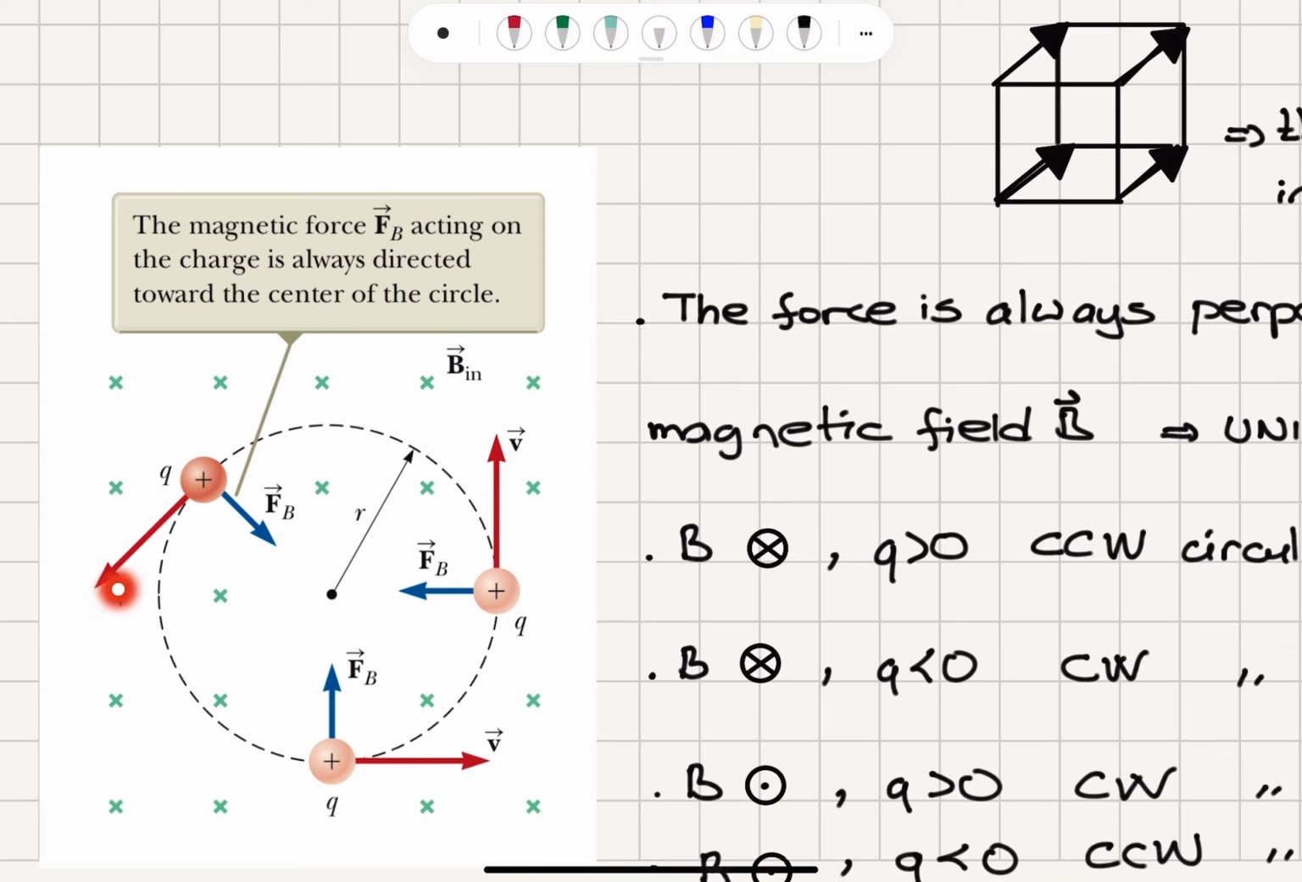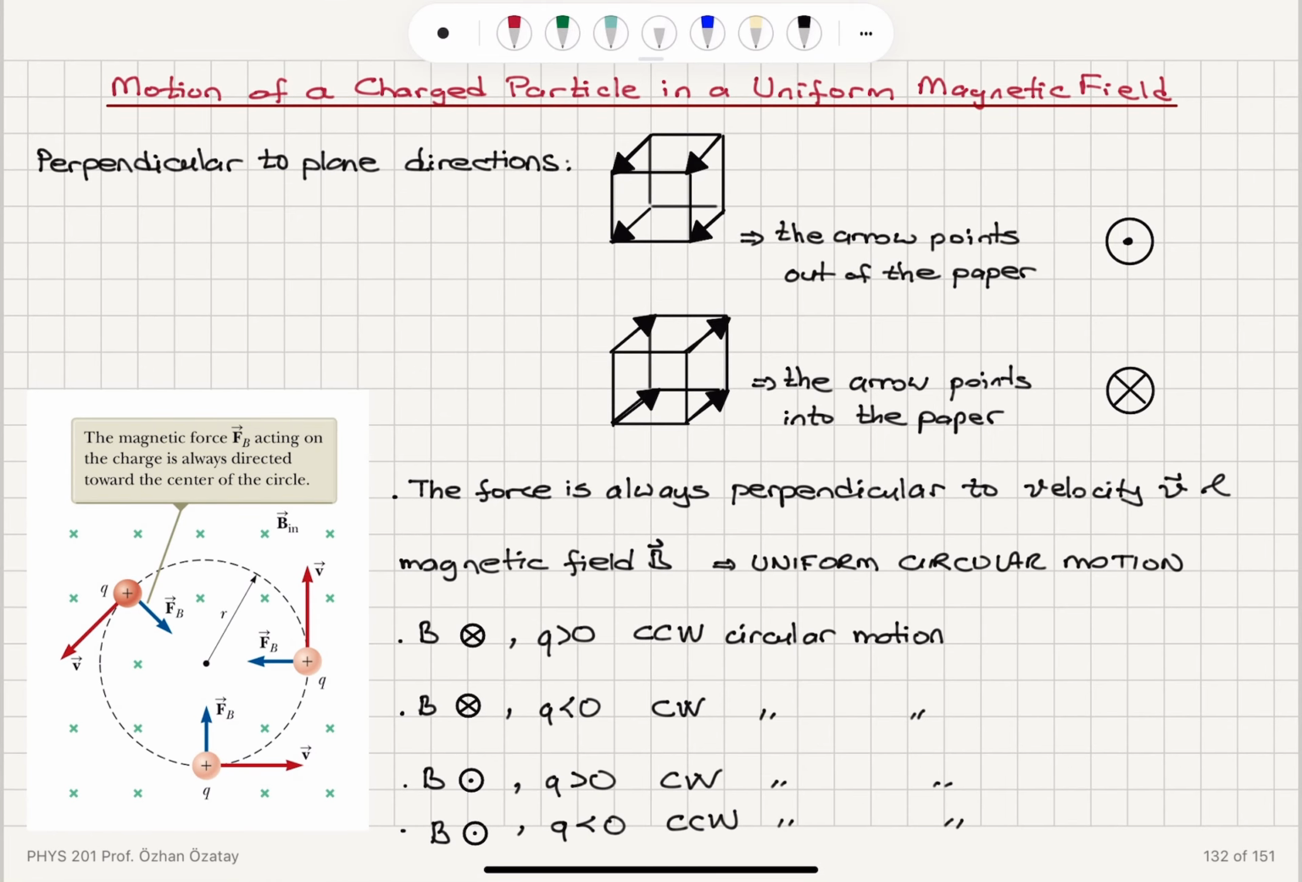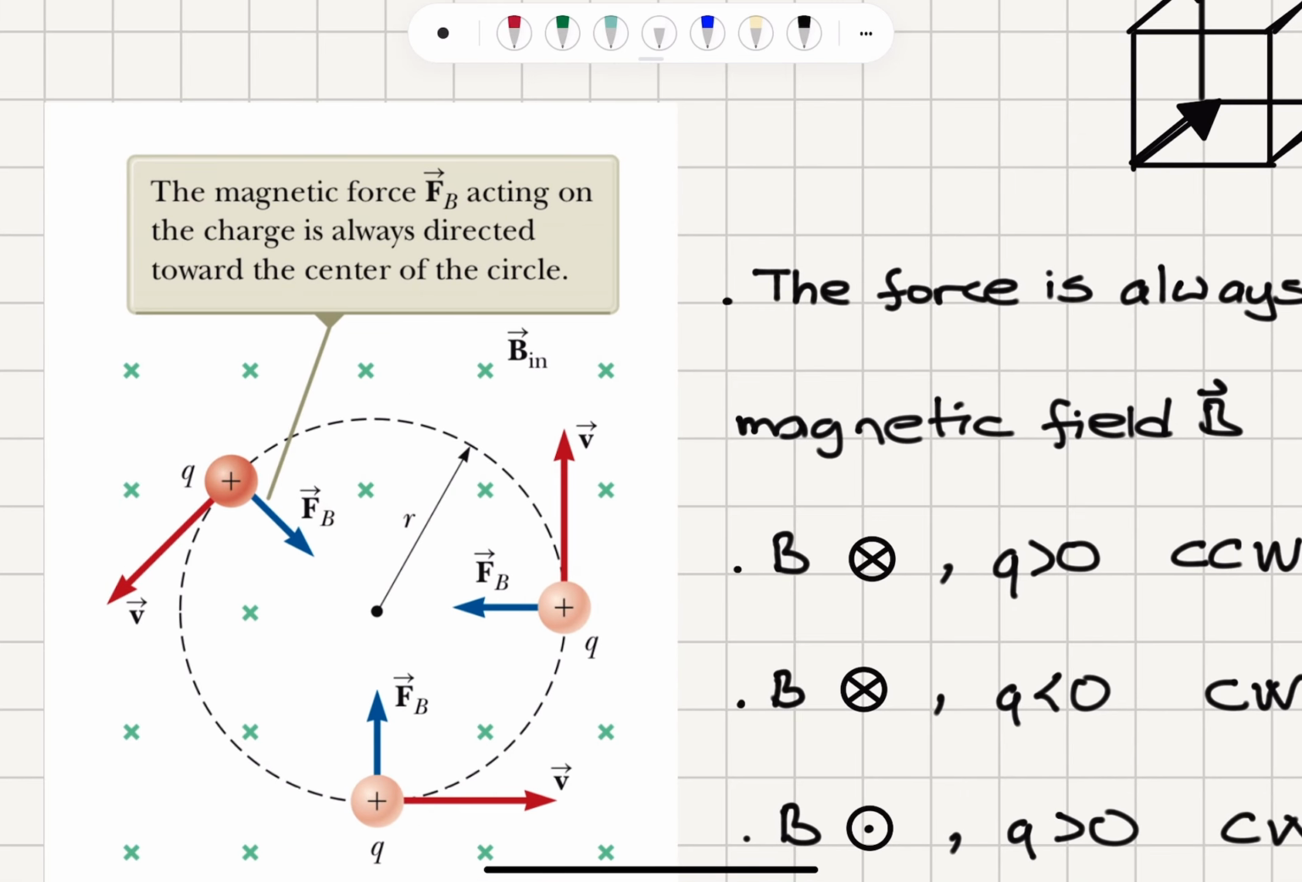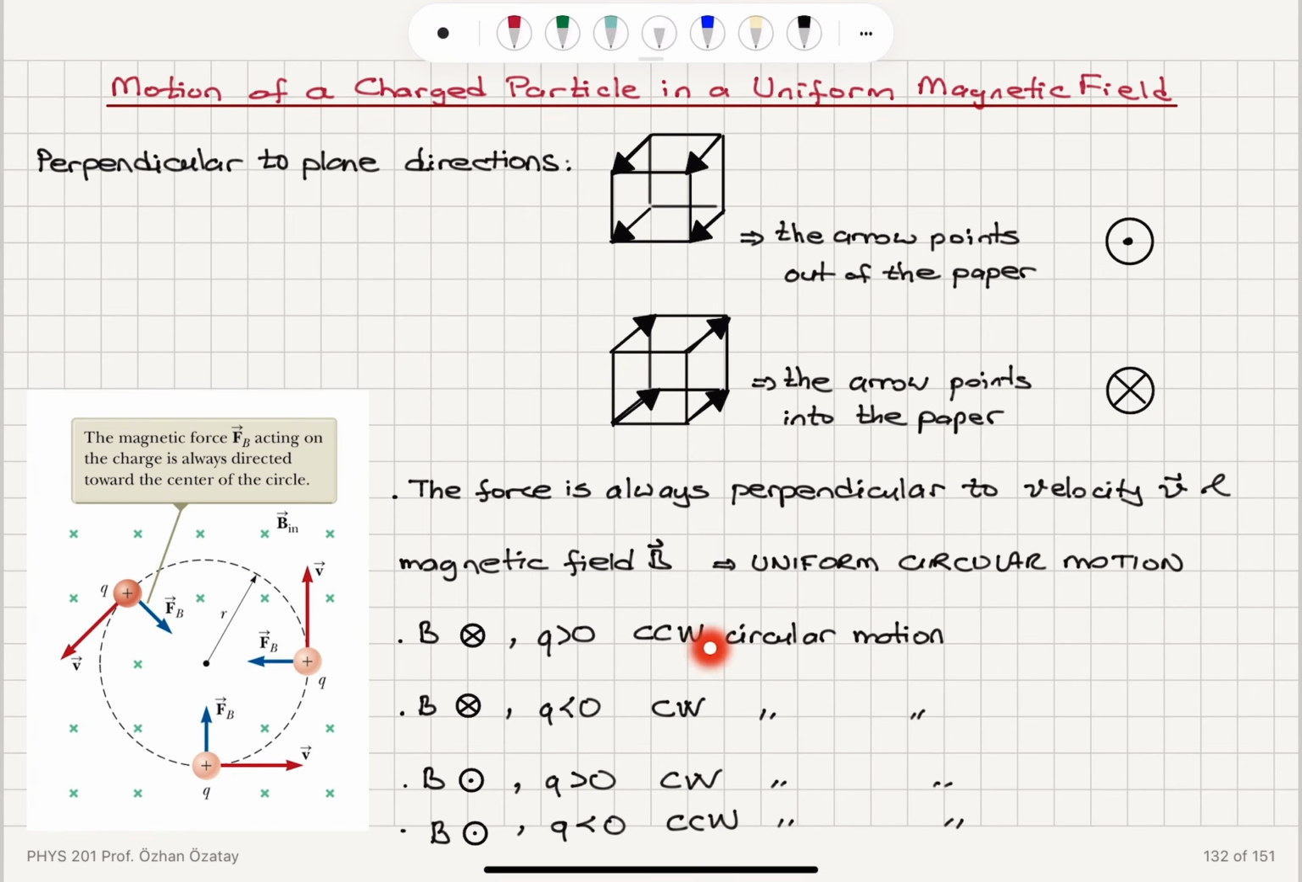Its speed will not change because the force does not do any work, but the direction of the velocity changes and the force is radially inward. It's pointing towards the center of this circular path. So the force is always perpendicular to velocity and magnetic field, which gives us uniform circular motion. If the magnetic field points into the page and the charge is positive, that's the scenario that we have discussed here. We have counterclockwise circular motion.